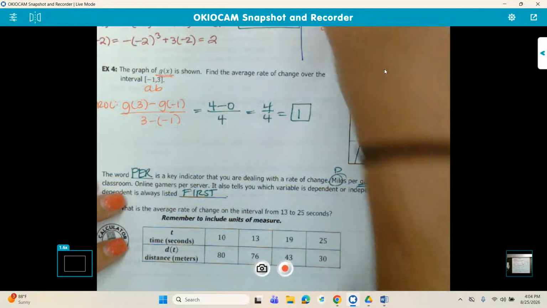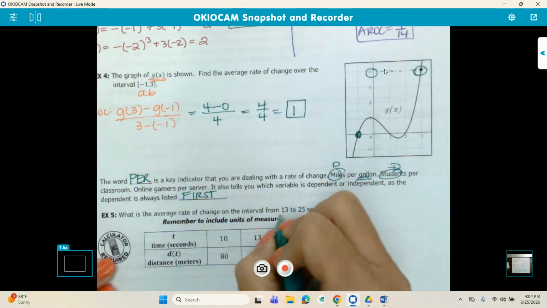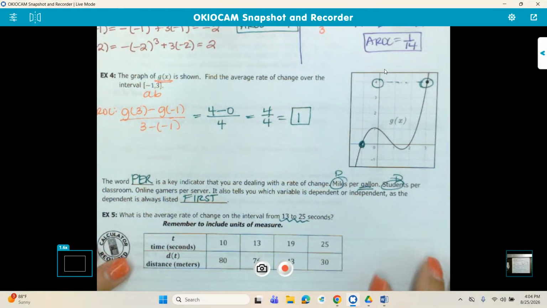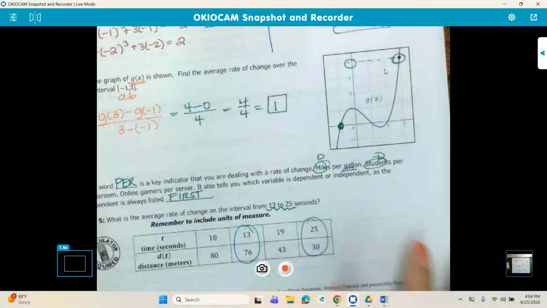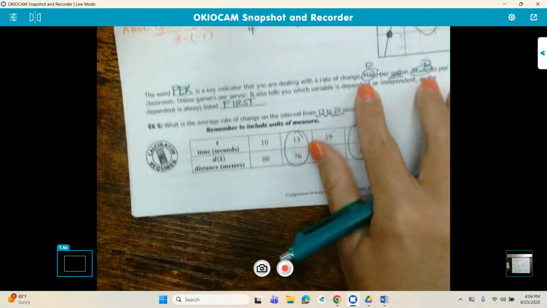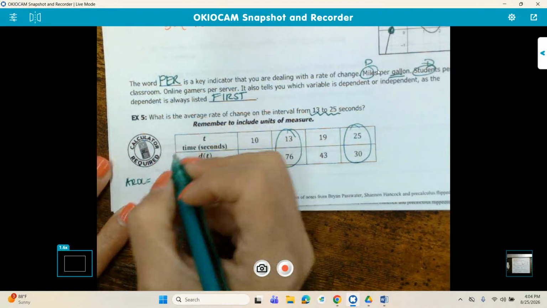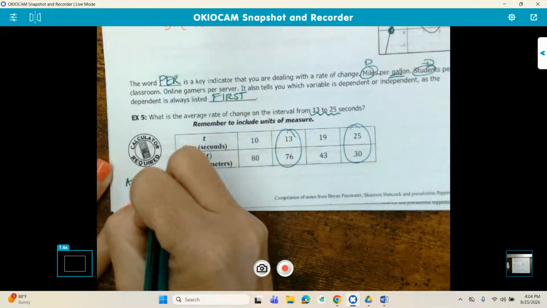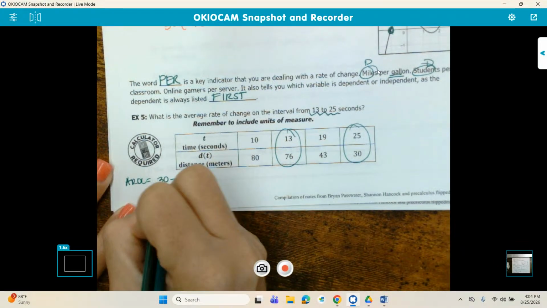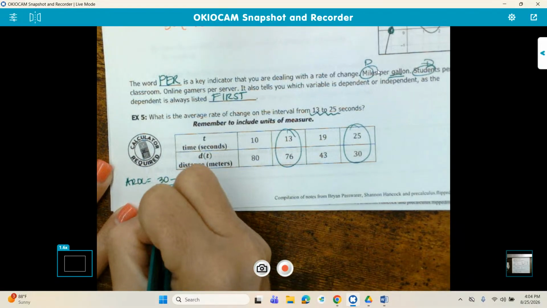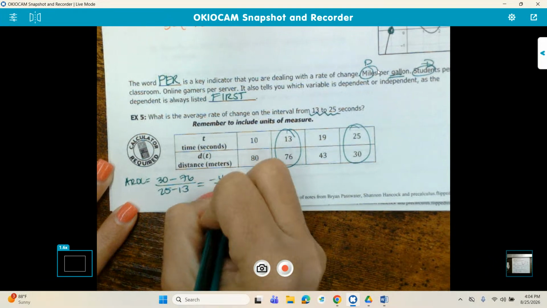All right. So down here, we want to find the average rate of change from 13 to 25. Okay. So if I do that, I'm only going to look at 13 and 25. So I'm going to find that calculation. So I'm going to say that our AROC is going to be F of 25, which is 30, minus F of 13, which is 76, over 25 minus 13. And when I do that, that's going to give me negative 46 over 12.